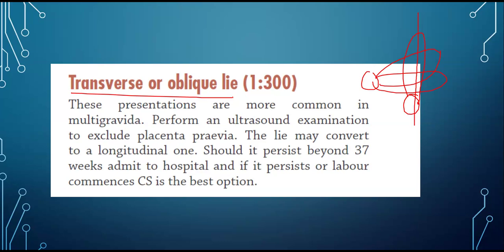Normally by 36 weeks, again you will check whether the lie has become normal by itself. If by 36 weeks it has still not changed, and it persists beyond 37 weeks, admit to the hospital, and cesarean section is the best option. So you can do another scan at 36 or 37 weeks, but if by 37 weeks it hasn't changed position, you will go for elective cesarean section.